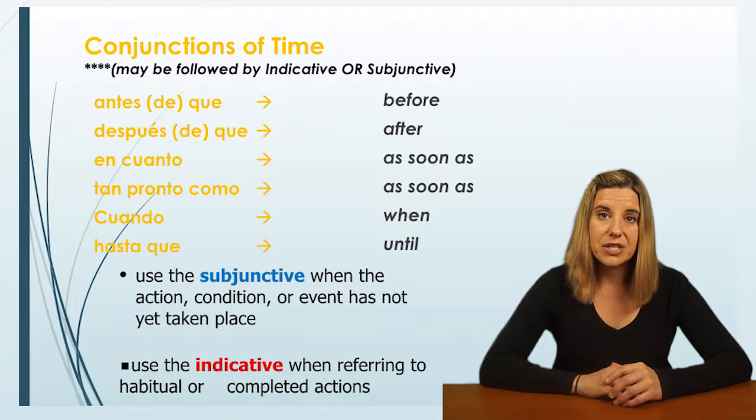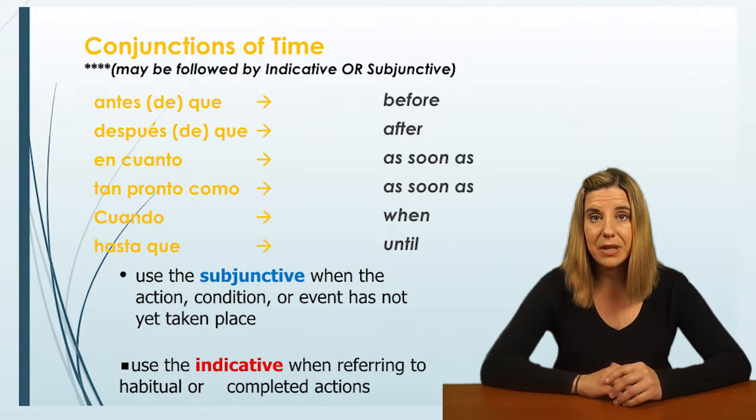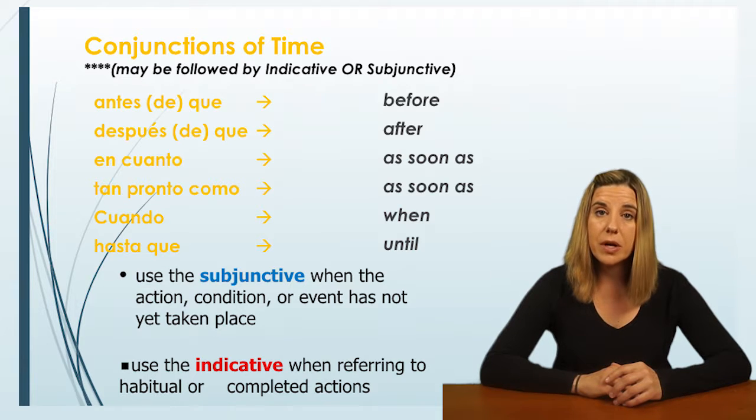Now let's look at some conjunctions of time. The conjunctions of time may be followed by the indicative or the subjunctive, depending on the situation. Some of the conjunctions of time are antes de que, después de que, en cuanto, tan pronto como, cuando, and hasta que. We use the subjunctive when the action, condition, or event has not yet taken place. We use the indicative with the conjunctions of time when referring to a habitual action or completed action.